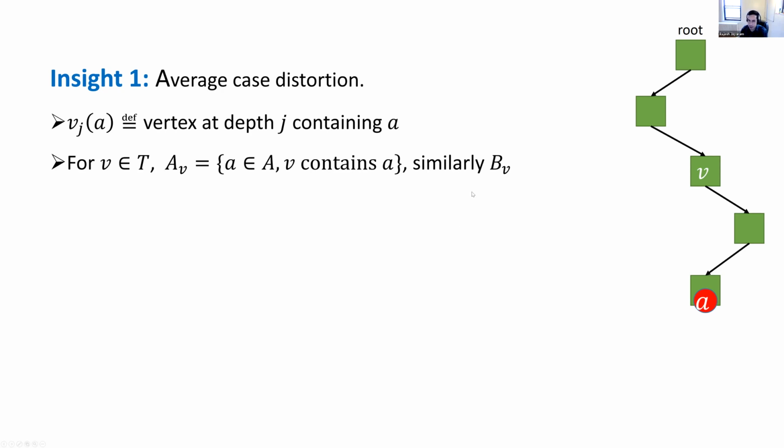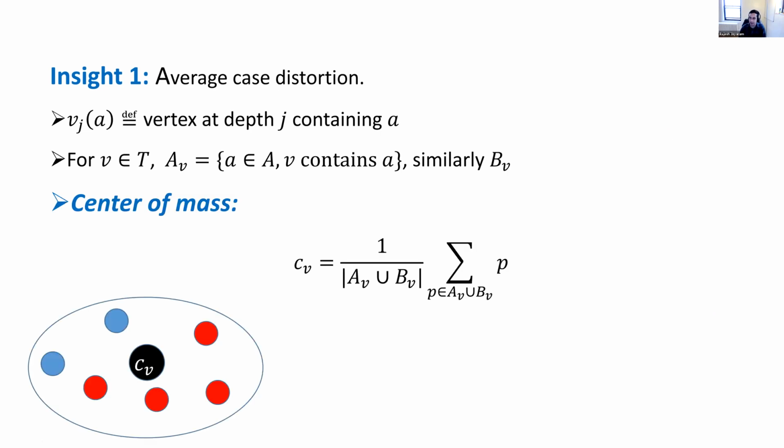With this notation in mind, I want to define the very simple notion of the center of mass. This is just the average of all the points which go through a vertex in the quadtree. So CV, for a vertex V in the quadtree, is literally the average of all the points which map to that vertex. It's the sum of all the points in AV union BV divided by the number of points, literally just the center of mass. And we're going to use this sort of average case notion to track the payments up the quadtree in a way to show that bad events can't occur too often.